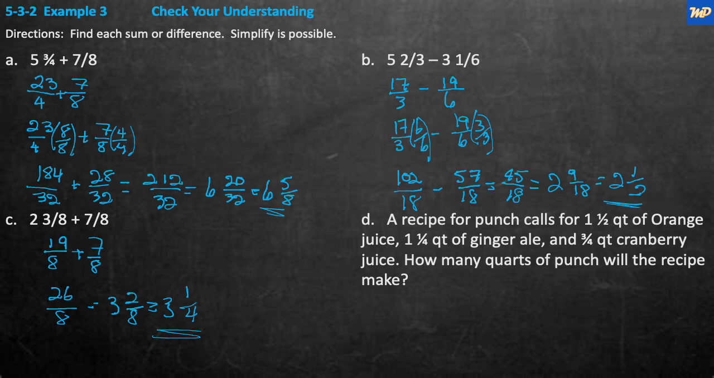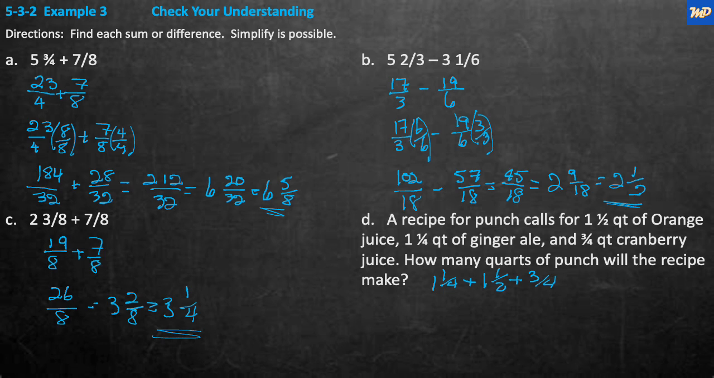Okay, a recipe for punch calls for 1 1/2 quarts of orange juice, 1 1/4 quarts of ginger ale, and 3/4 of a quart of cranberry juice. How many quarts of punch will this make? So they want us to add those together. So let's just start off. I'll go ahead and write it. So it's 1 and 1/4 plus 1 and 1/2 plus 3/4.